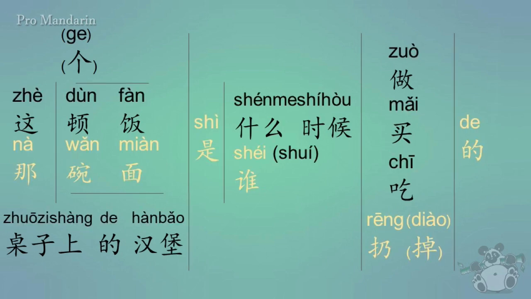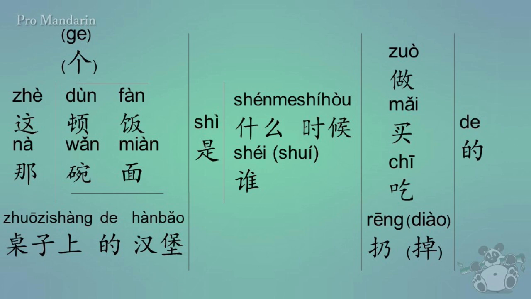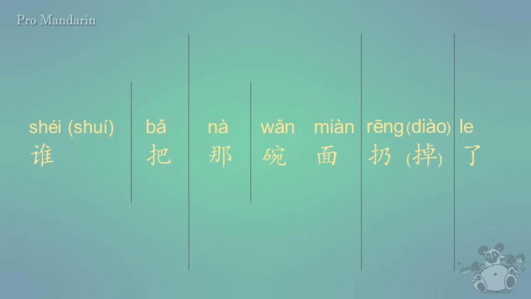那碗面是谁扔掉的? And you can also use the shortened version of it as in 那碗面是谁扔的? Now, there are other ways of saying things, and I do teach this in other lessons about the 把 method, which normally I would actually use in this case. I would say something like 谁把那碗面扔掉了?